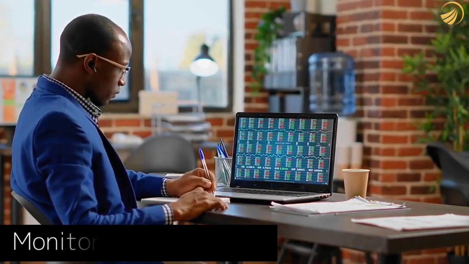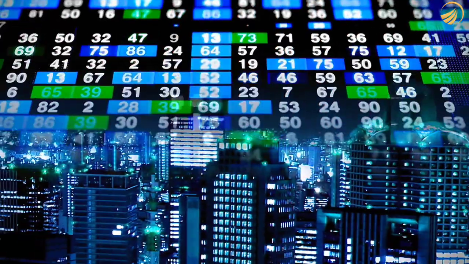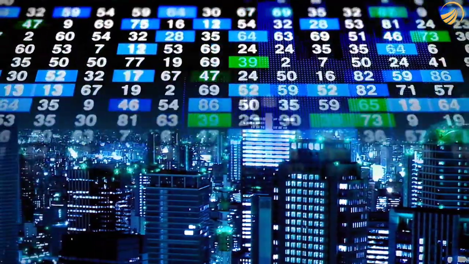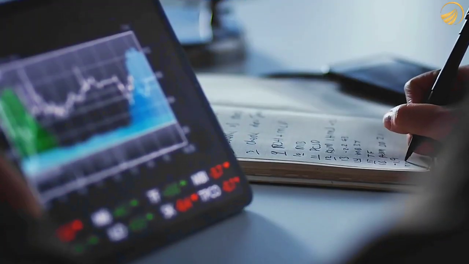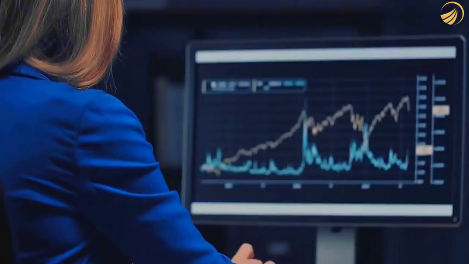Step 5. Monitor your portfolio. Finally, it's crucial to routinely check on your dividend portfolio. This entails monitoring the companies in which you have stock investments and their dividend payouts. Also, you want to keep abreast of economic and financial developments that can affect your portfolio.